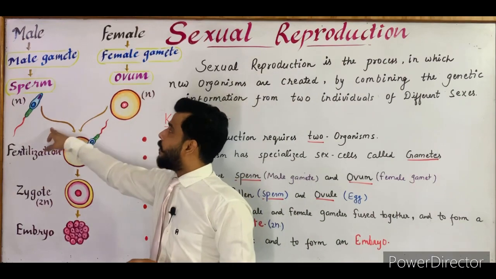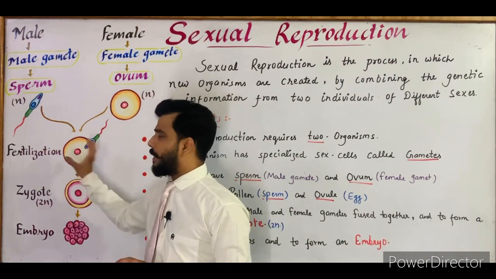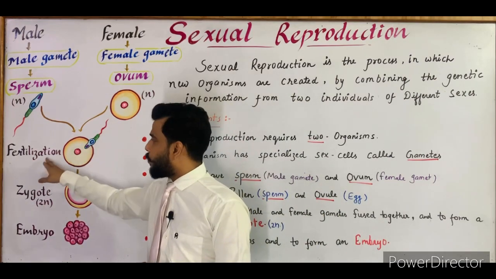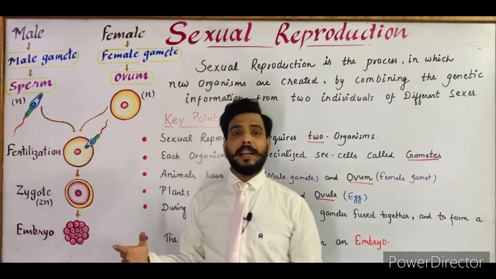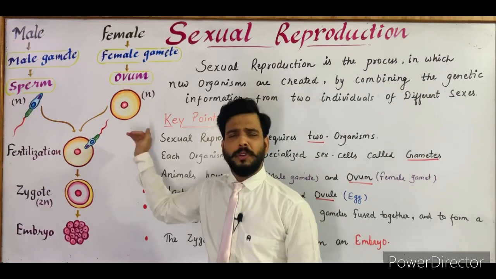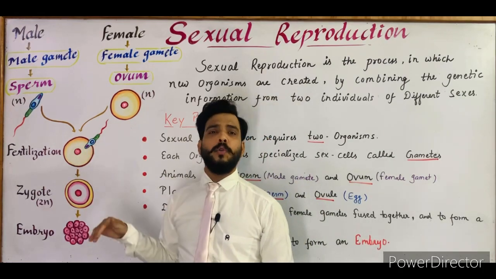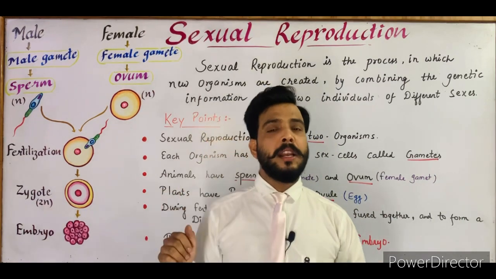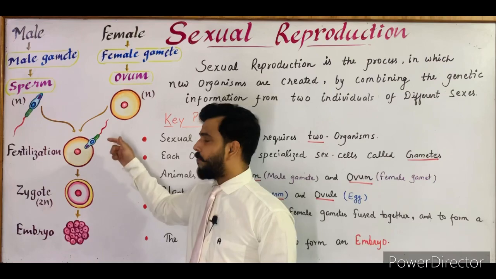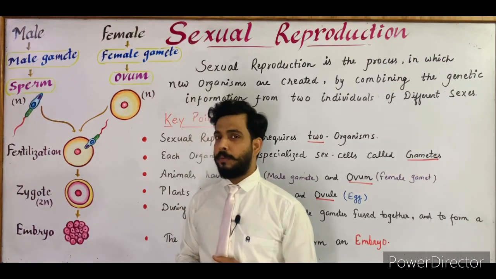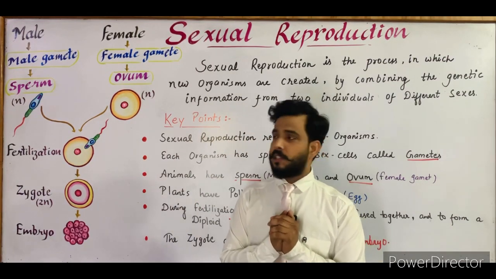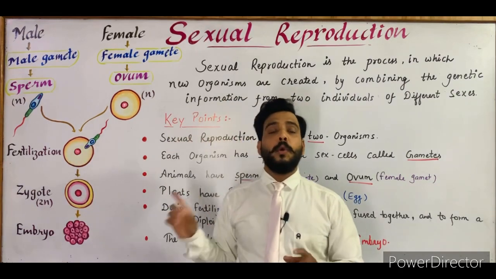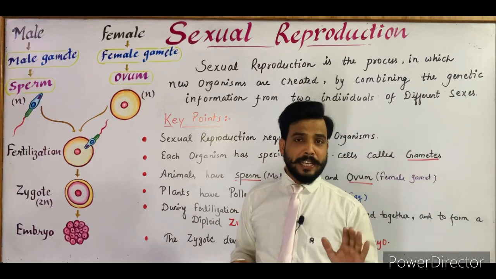Now, after the formation of gametes, the fusion of male and female gametes takes place, and the phenomenon is known as fertilization. During fertilization, the sperm penetrates the wall of ovum and enters inside the ovum. Now, inside the ovum, the nuclei of both the sexes, male and female, fuse together, and as the result of fertilization, a diploid zygote is formed. So, the fusion of male and female is termed as fertilization, and after fertilization, a diploid zygote is formed, which consists of 46 chromosomes in case of human being.